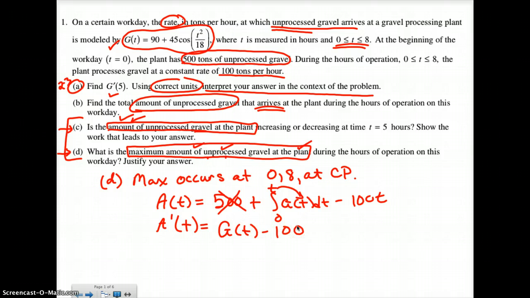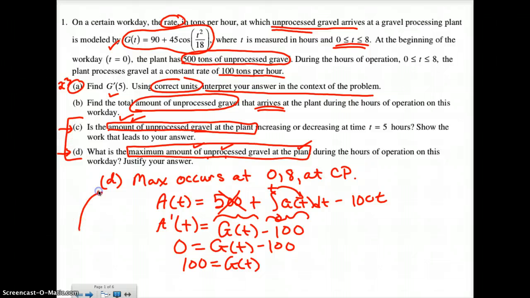Now, again, it's the rate at which unprocessed gravel is coming in minus the rate at which it's being processed. And it should make sense to you that my critical point is going to occur when they're equal, because otherwise I will be continually going down or continually going up. But once they become equal, there's a switch in the amount of gravel at the plant. So really what you needed to do on your calculator, I think the best part would have been, you could have either done this and done a calc 0, or you could have graphed this one and then graphed 100 and looked at where they intersect.